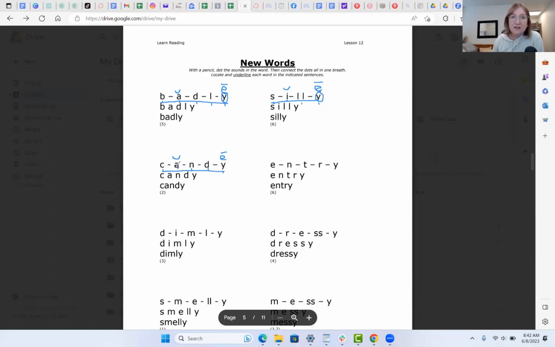So we know that this A is going to say A because the next two letters are consonants. There's not another vowel, one or two doors down. Y at the end of multisyllable words usually says E. So this word is K, A, N, D, E. Candy, candy. All right, let's try this last one.